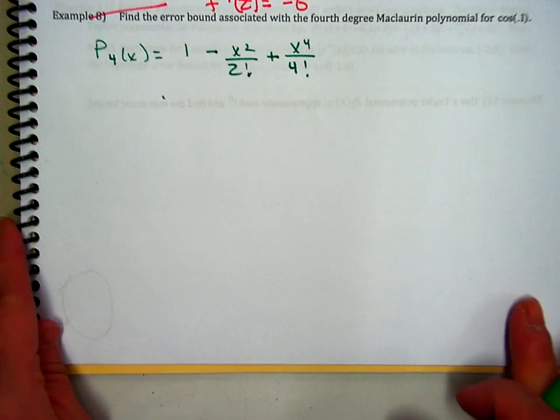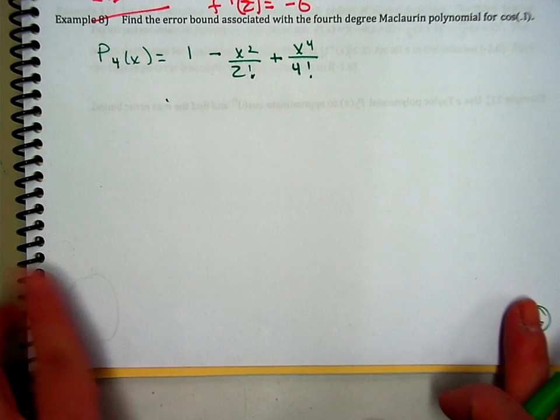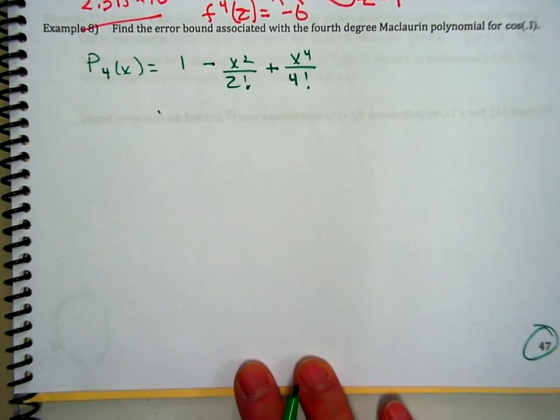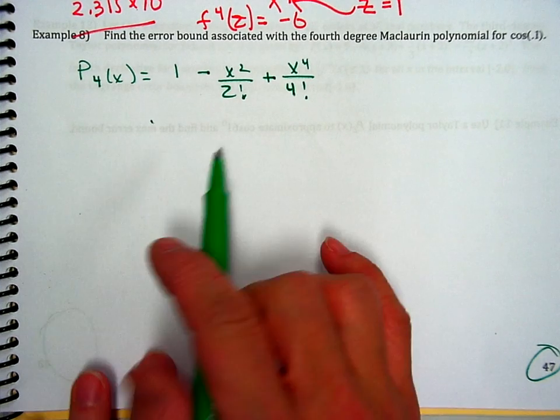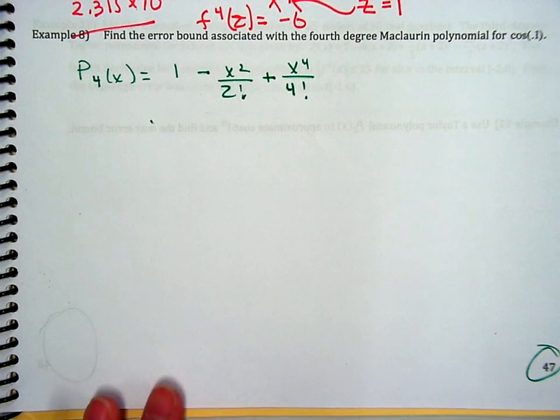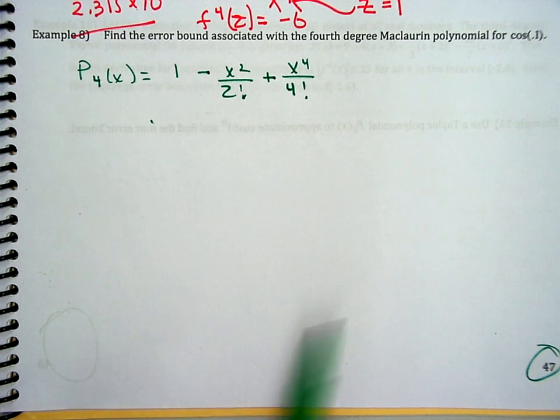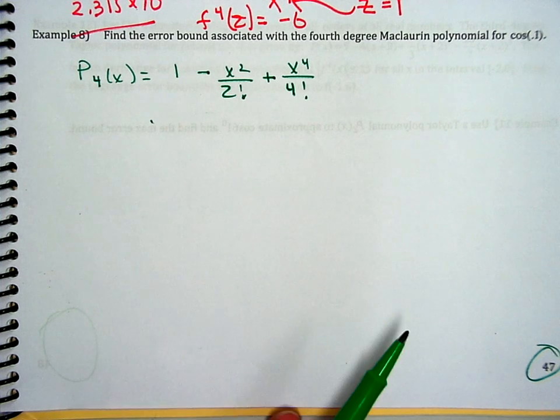Okay, here are some more error-bound questions. This question asks, find the error bound associated with the fourth degree for cosine. So I went ahead and came up with the Maclaurin polynomial for cosine of x, and we've already created this in a previous example, so we don't have to go through that again.